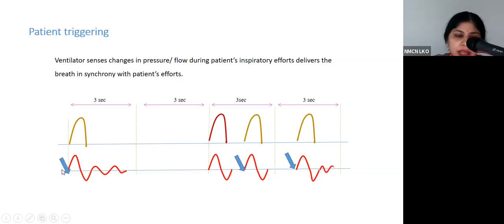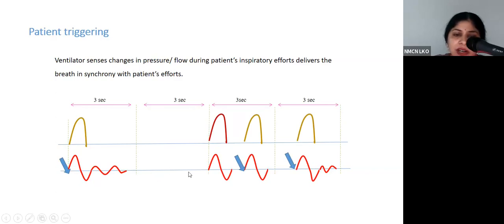So at this arrow, there is a change in the pressure or flow which the ventilator has sensed, and it has given its own breath. Then after that, the baby is breathing. So the ventilator knows that it has to give 20 breaths of a particular strength. This is initiated by the patient but assisted by the ventilator. After that, if the baby wants to breathe, the baby is breathing.